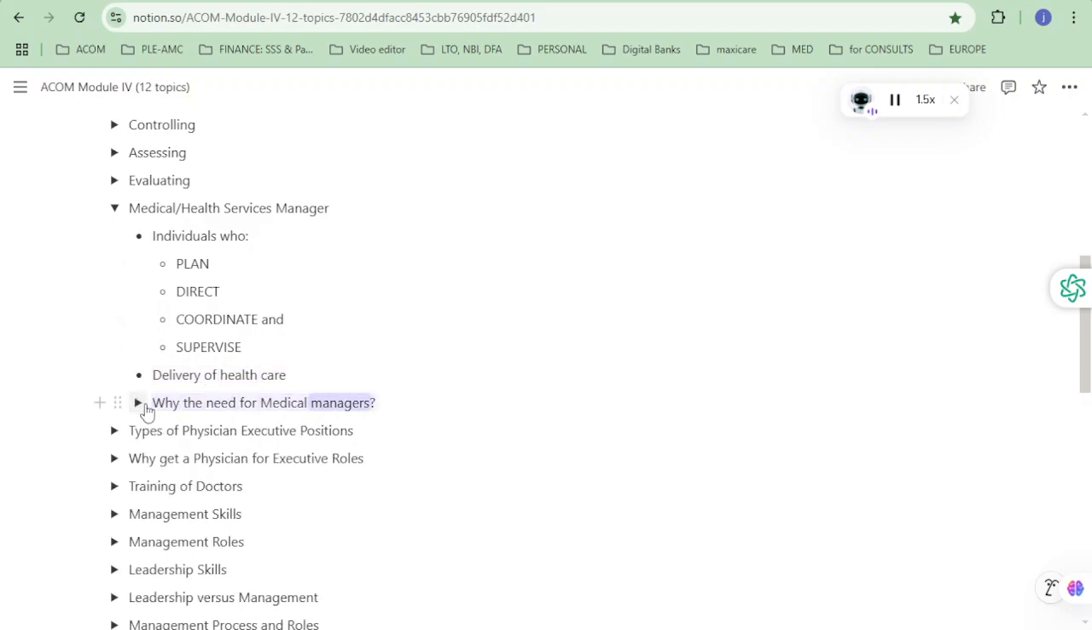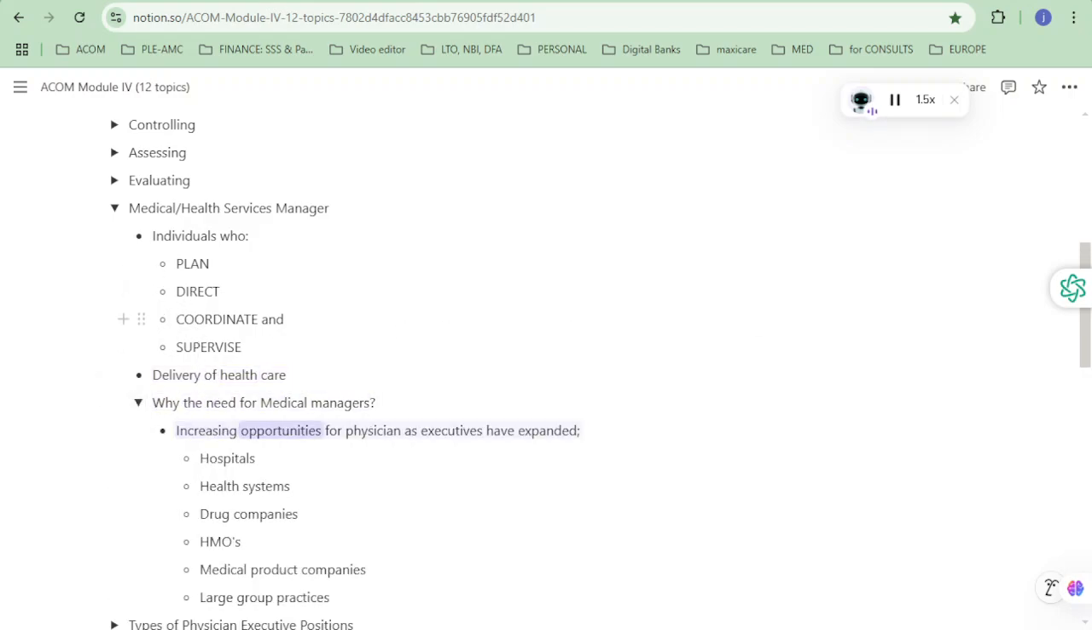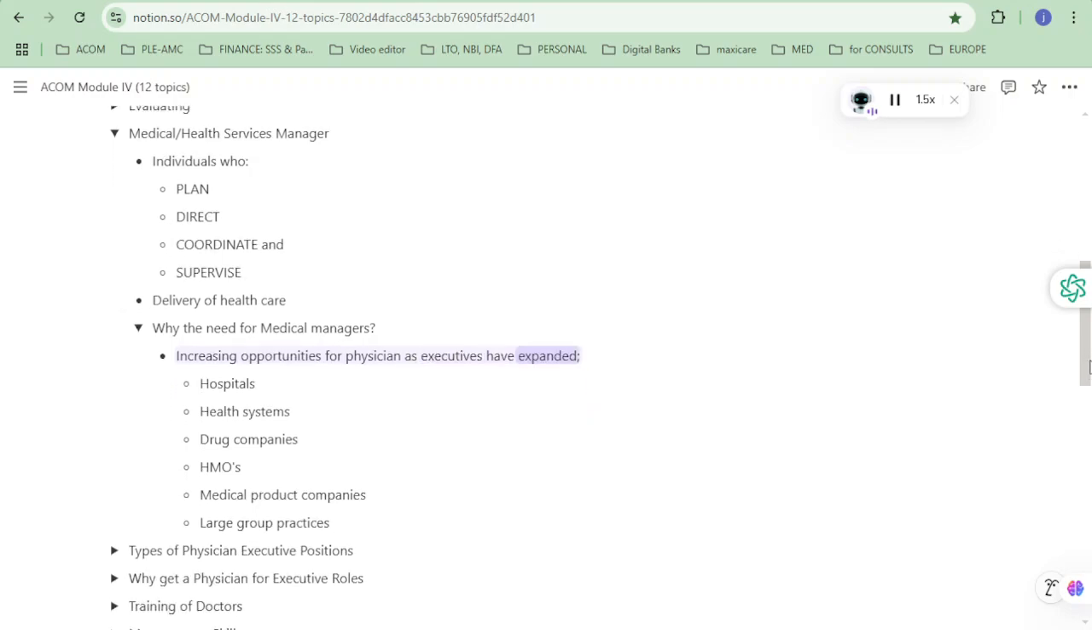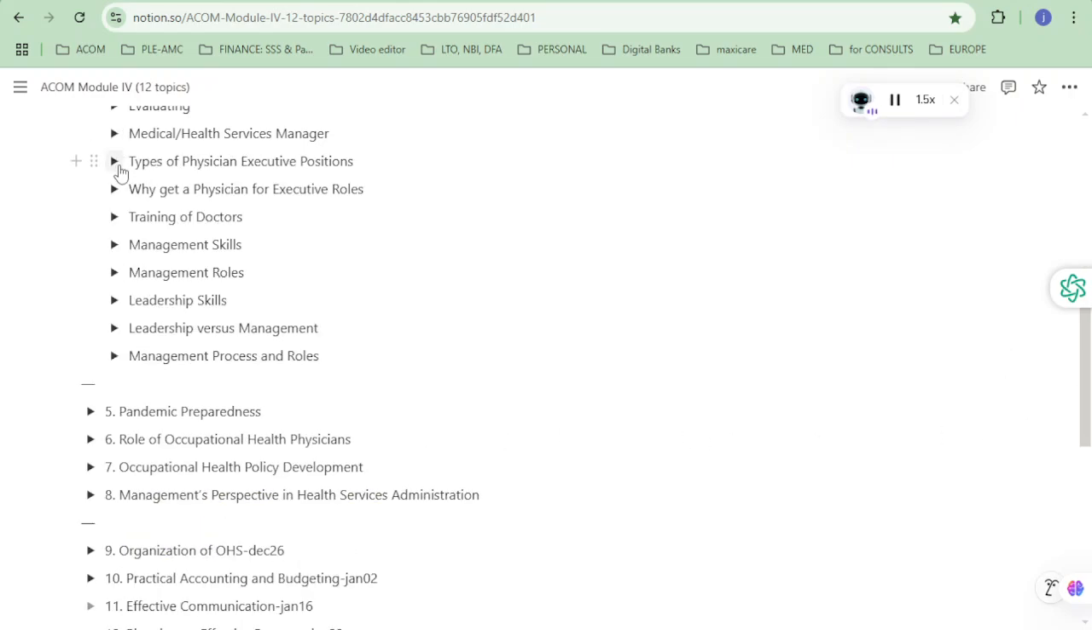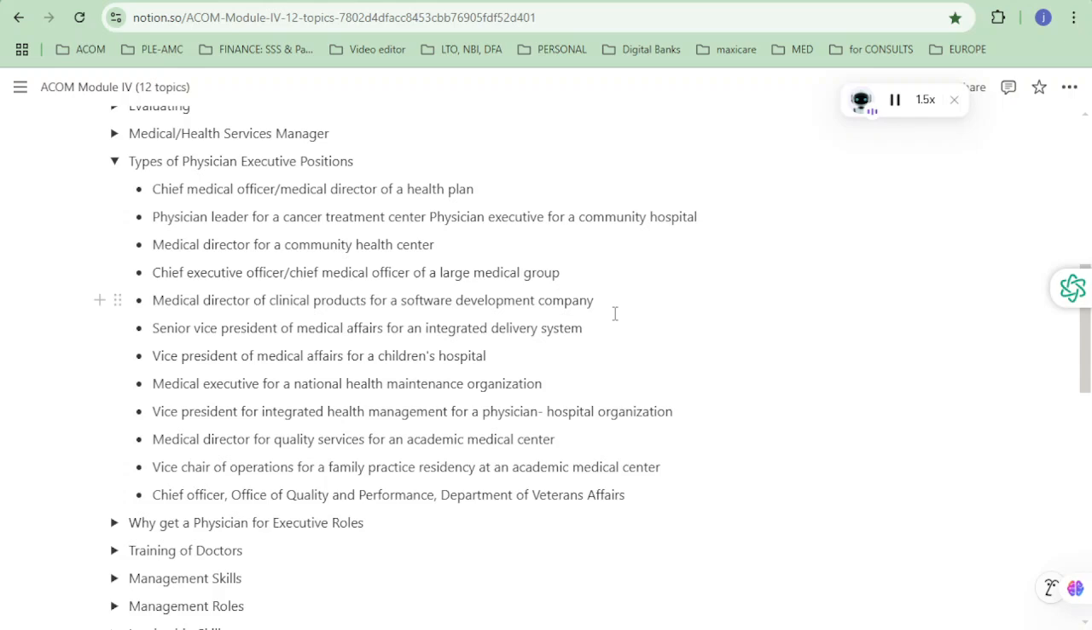Why the need for medical managers? Increasing opportunities for physicians as executives have expanded: hospitals, health systems, drug companies, HMOs, medical product companies, large group practices. Types of physician executive positions: Chief Medical Officer or Medical Director of a health plan.